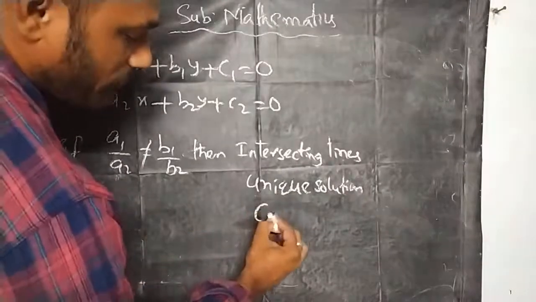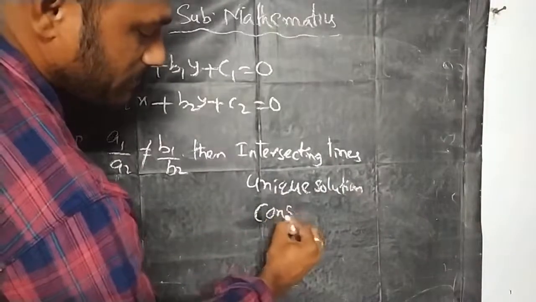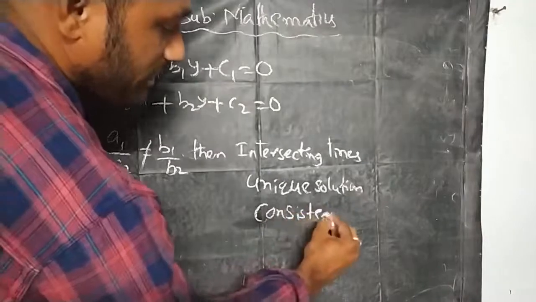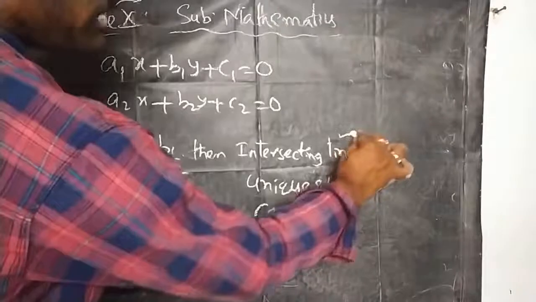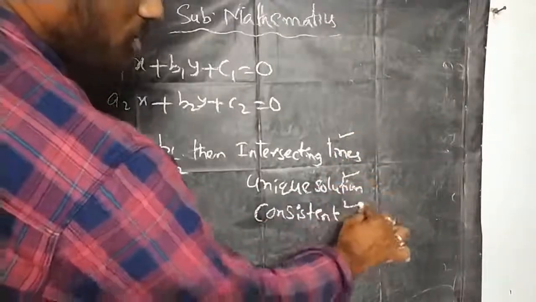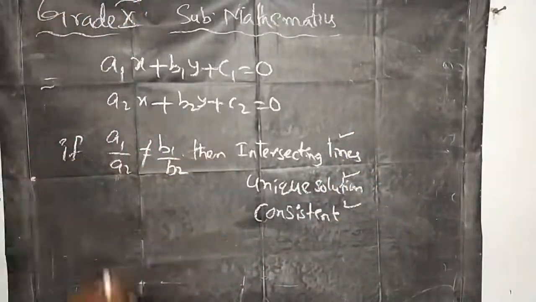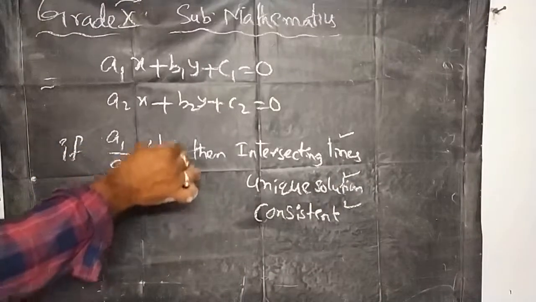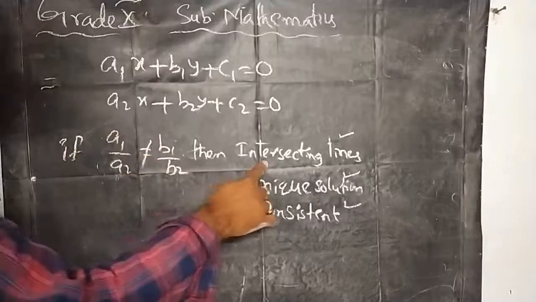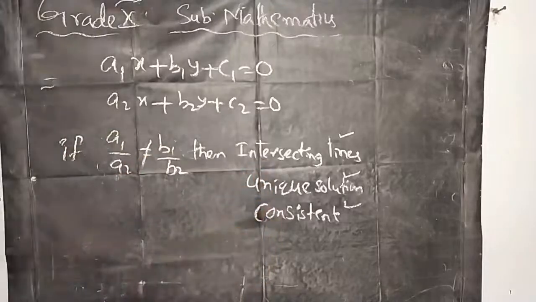The other name for this, we can call it consistent. The solution will be consistent. So from the examination point of view, they may ask intersecting lines or unique solution or consistent. The 3 names indicate the same identity, that is a1 by a2 must not be equal to b1 by b2. If they are not equal, we obtain intersecting lines, unique solution and consistent.